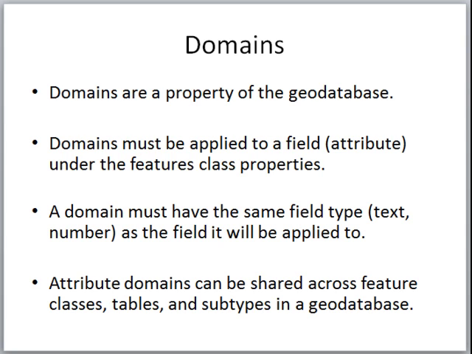A domain has to have a field type. When you create the domain, you have to specify whether it's going to be text or a number, what kind of field type or data type it is. And that attribute field that you apply that domain to has to be of the same data type.